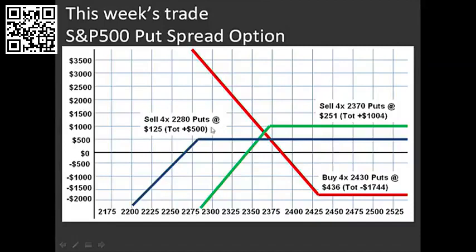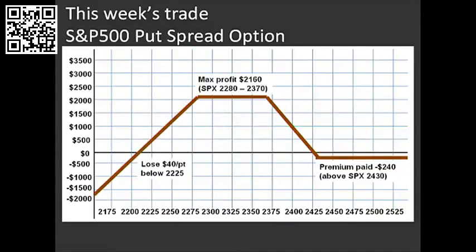So what you can see here is I've received $500 and I've received $1,000, and I've paid away $1,744, which netted off basically means that I've paid away a total premium of $240. Now, that's the overall payoff of all the different legs together. Once you work them all out, that is what the net payoff of the structure will look like, and it's exactly what I want it to be, because basically below 24.30 my structure starts to make money.